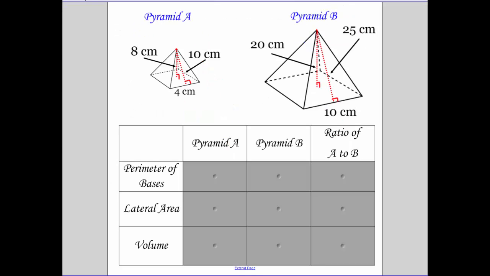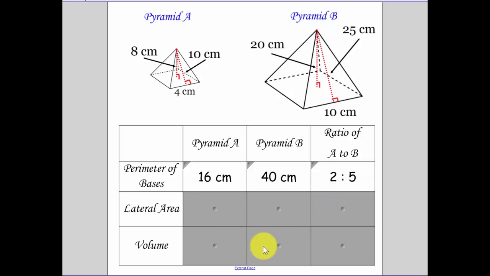Okay, so hopefully you paused the video and you've done what I've asked, especially because I'm going to be looking for it in your notes. So, perimeter of the bases for Pyramid A. That was 16 because it's 4 times 4. Perimeter B, 10 times 4. So their ratio is 2 to 5. Notice that this is the scale factor that we found on the last slide.